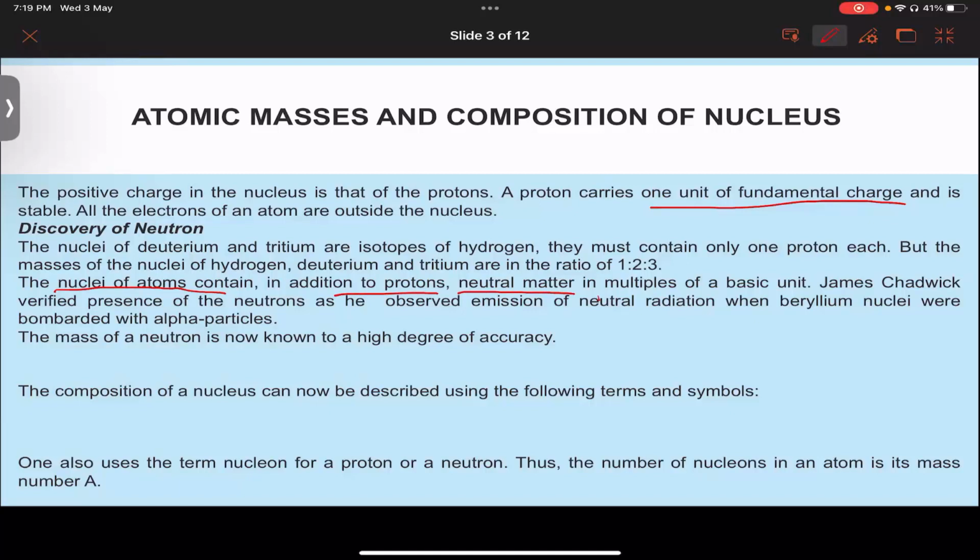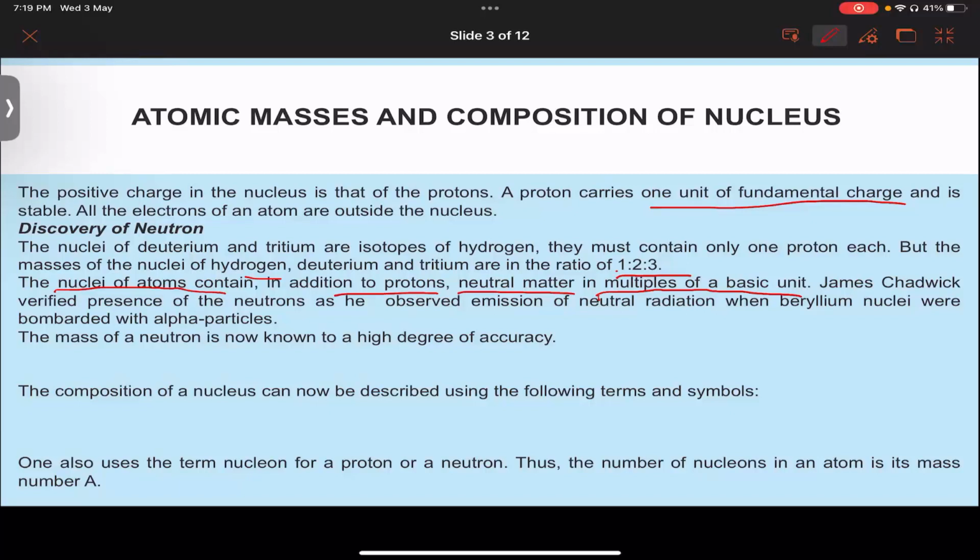And it is in terms of multiples of a basic unit. As you can see, the masses of nuclei for hydrogen can be in the ratio 1:2:3. 1 is hydrogen, 2 is deuterium, and 3 is tritium. If this is a ratio, we know that hydrogen has 1 because it has only one proton, but deuterium and tritium also have one proton each. Then what is the factor that is actually changing the mass?